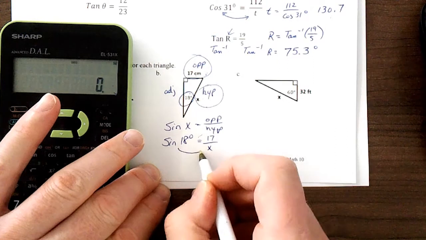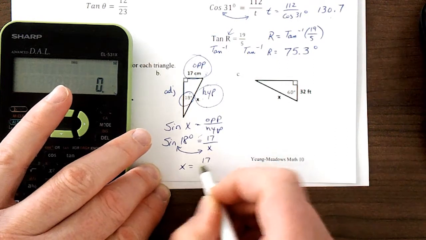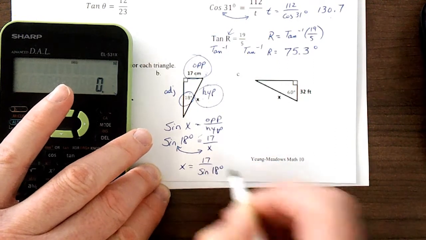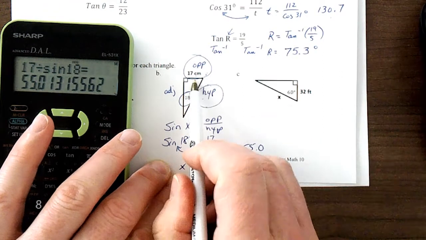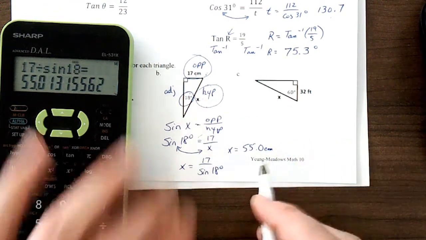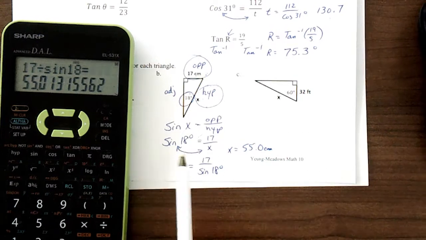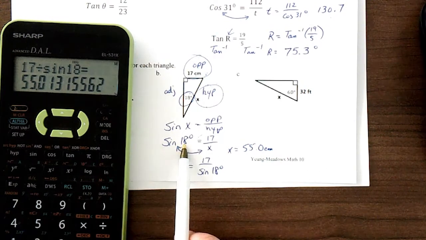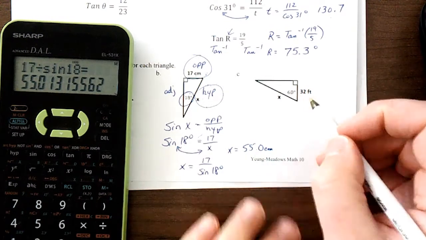The unknown's on bottom, so I'm going to switch these. 17 divided by sine 18 degrees. The units are centimeters, so my answer must also be centimeters. And just to keep track, we always have one angle. We already have the angle. This must be regular units. Same thing for this one.